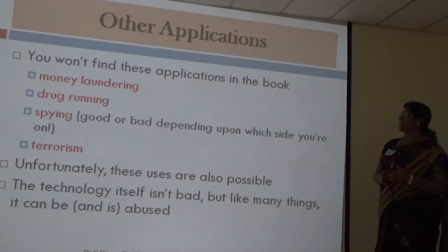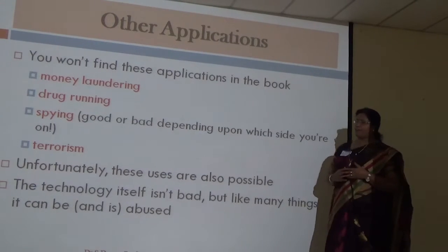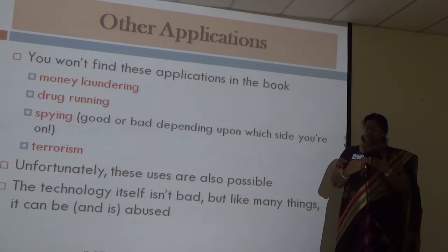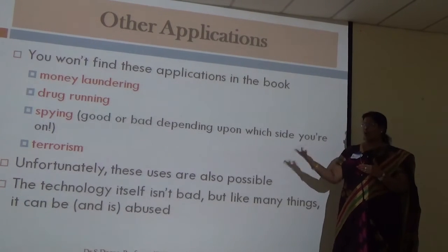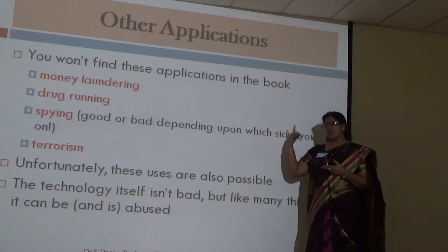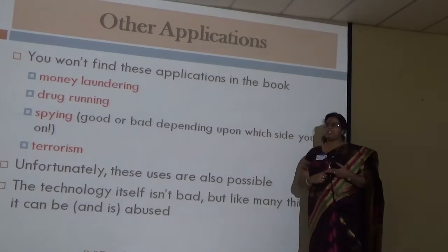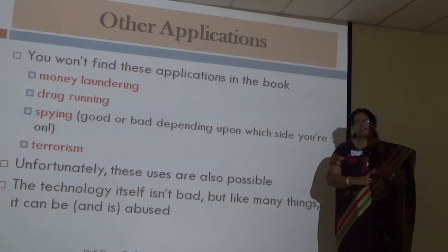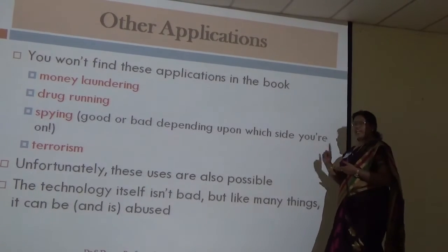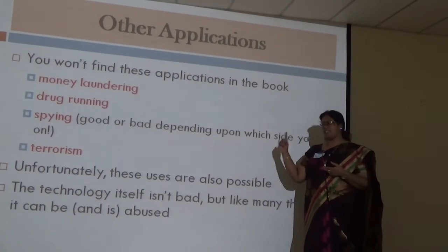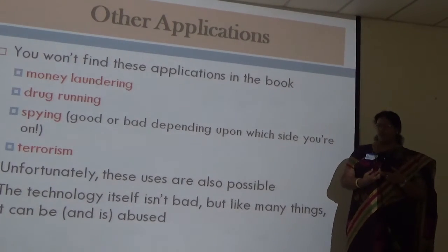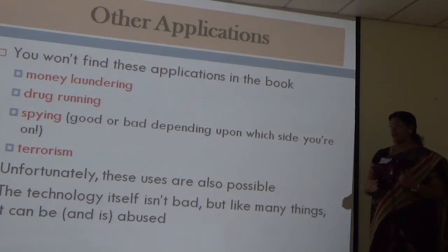Apart from this, there are some applications which we cannot find in the book. Whenever any technology can be used, the same technology can also be abused. So, the same steganography technology can be used for money laundering, drug running, spying. Spy agents can make use of it, and terrorism. As we have seen in the first example, the Twin Tower example, steganography was used for attacking. It is used for terrorism purposes. This is an unfortunate thing which we cannot avoid. Any technology has both use and abuse.